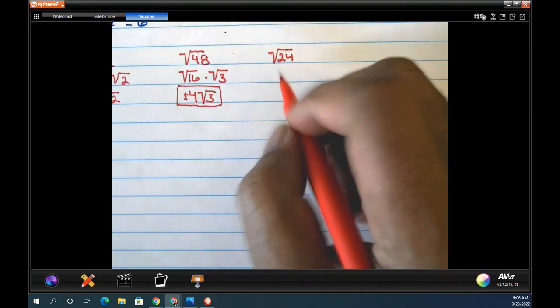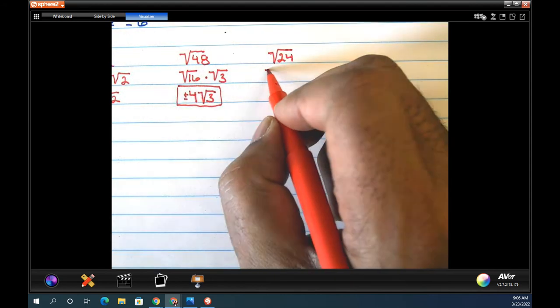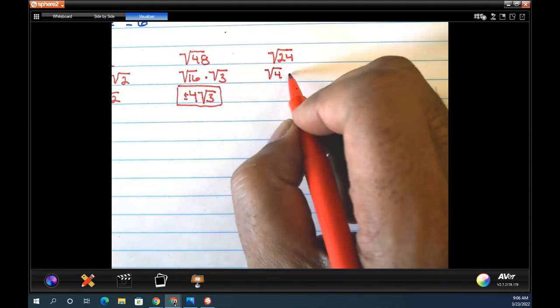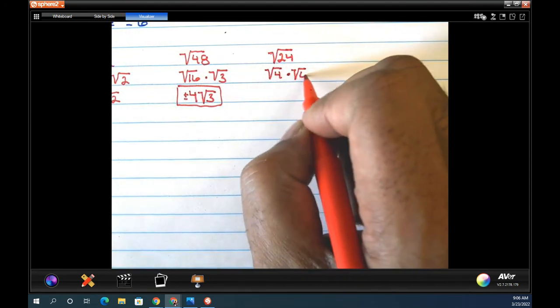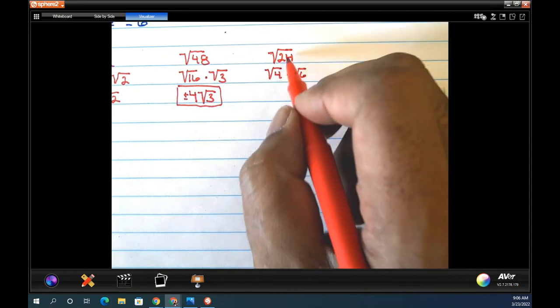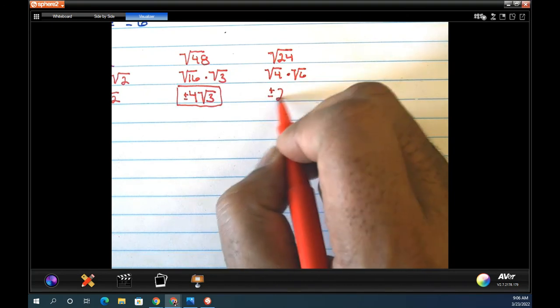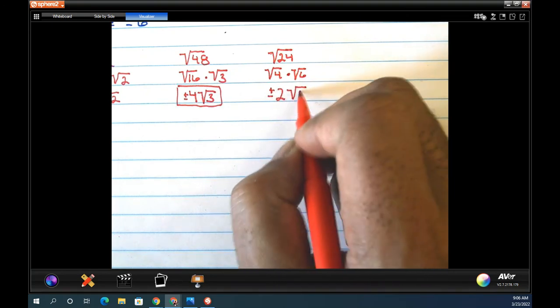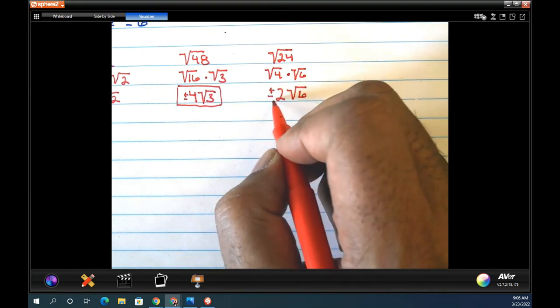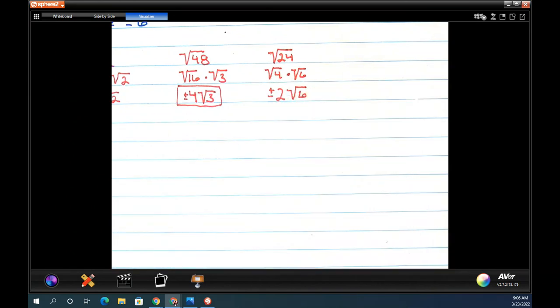So this breaks down into the square root of 4 times the square root of 6. Remember this, these two, when you multiply them together, have to equal 24. So this would be plus or minus 2 times the square root of 6. Remember, that means positive or negative 2. That's why we do that.